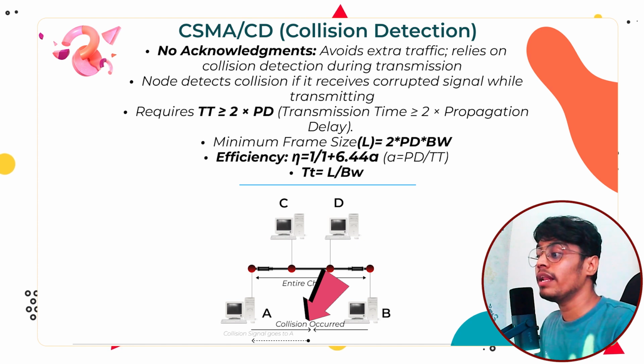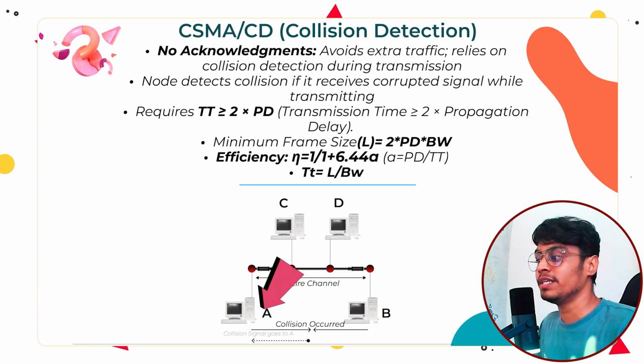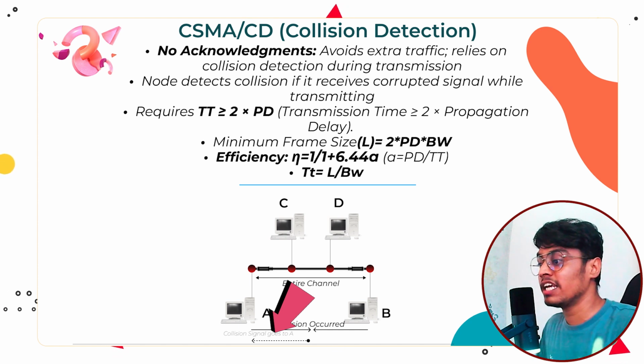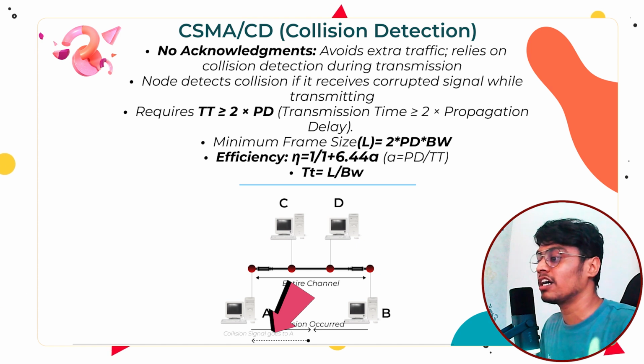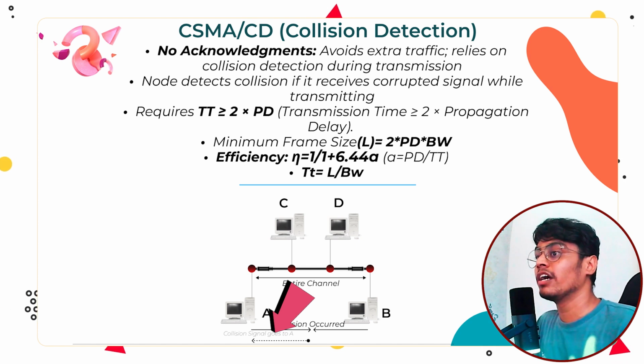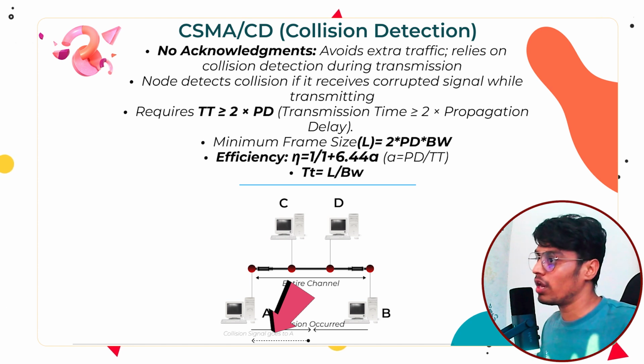So how will A know about the collision? A will know when A is transmitting data, and at the same time, a collision signal comes back to it. This means I am transmitting data, and at the same time corrupted or collided data comes back to me. Then A will understand that I am transmitting data and a collision signal is coming from the medium, so this means my data has collided.